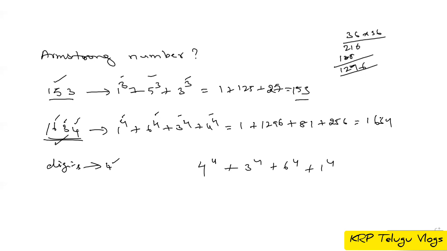Okay. So first, how can we do this, for example, if I take int n is equal to 1634. So what now we have to take? So first we have to count the number of digits, correct? How many digits are there? We have to count, correct? Yes, sir.